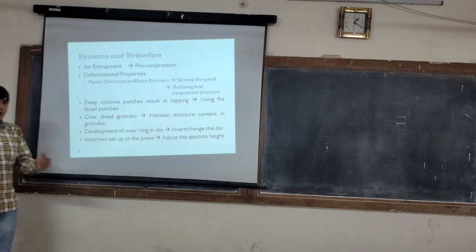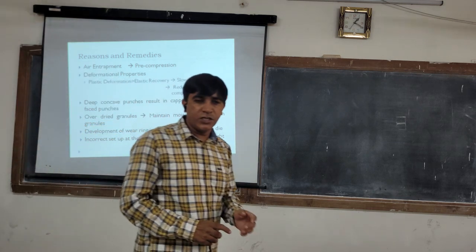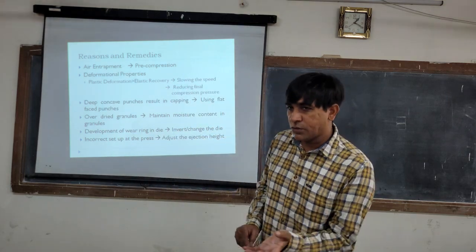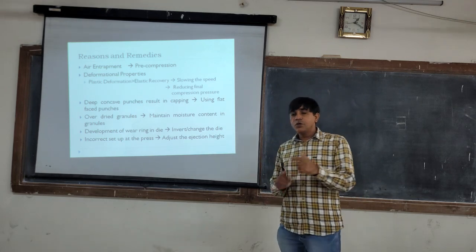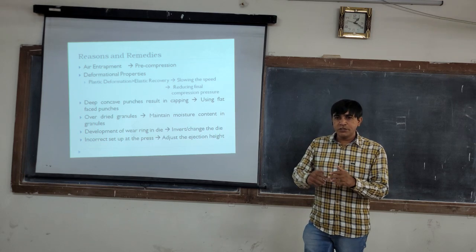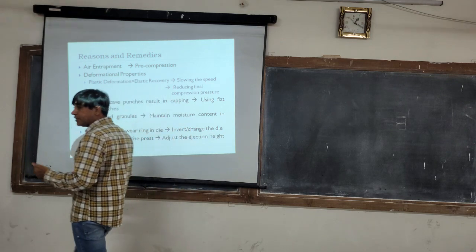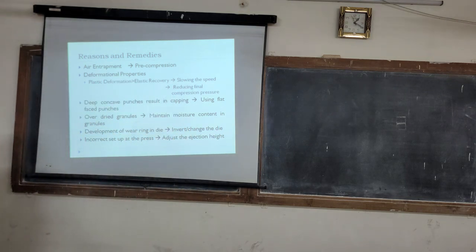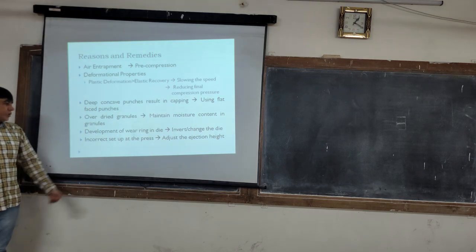Then overdried granules. If your granules are overdried, if they have moisture content less than 2%, then there are chances of capping and lamination because there won't be proper binding. Ideally, in tablet granules, you should have 2 to 4% moisture. If the moisture content is less than 2% or more than 4%, both are problematic. If less than 2% moisture is present, it leads to capping, lamination, and friability. If moisture is more than 4%, it leads to picking and sticking. So if granules are overdried, we need to maintain the moisture content.